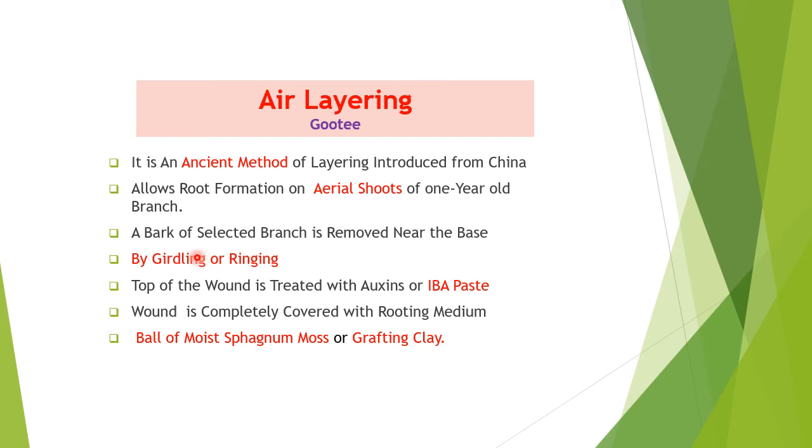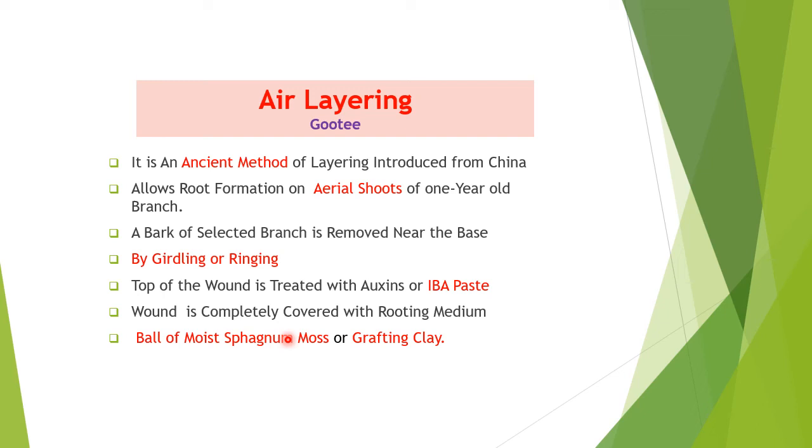As you have done in simple layering, here in the aerial shoots you are also doing the girdling or the ringing because they promote root formation. The top of the wound is treated with auxins or IBA paste, and the wound is completely covered with rooting medium. You have the choice of rooting medium: a ball of moist sphagnum moss. As you know, sphagnum moss has 100% moisture retention capacity. It's the best rooting medium.